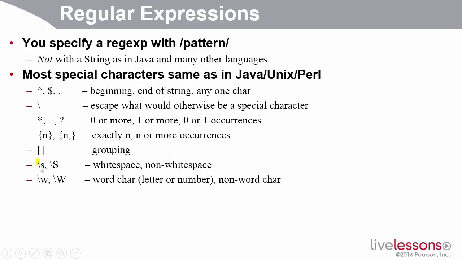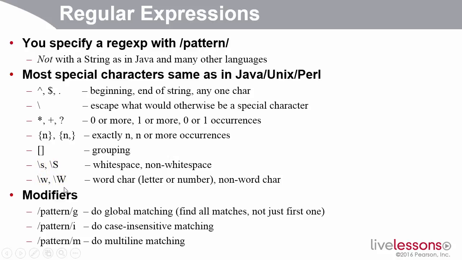\s means white space. \S means non-white space. \w means a letter or a number, in other words, a word character. \W means a non-word character. And then if I put a g at the end of a regular expression, it means global: find all matches. If I put an i, and I can combine these together, it means ignore case. And if I do an m at the end, it means check across multiple lines.